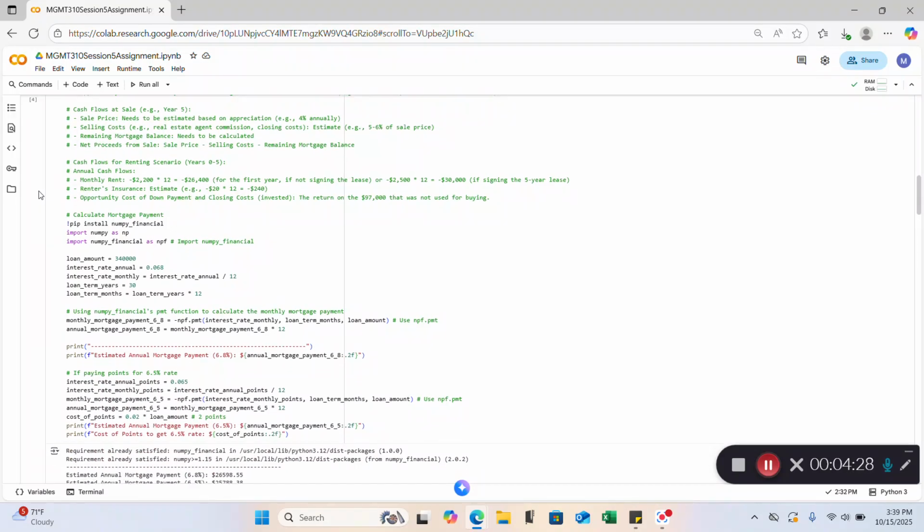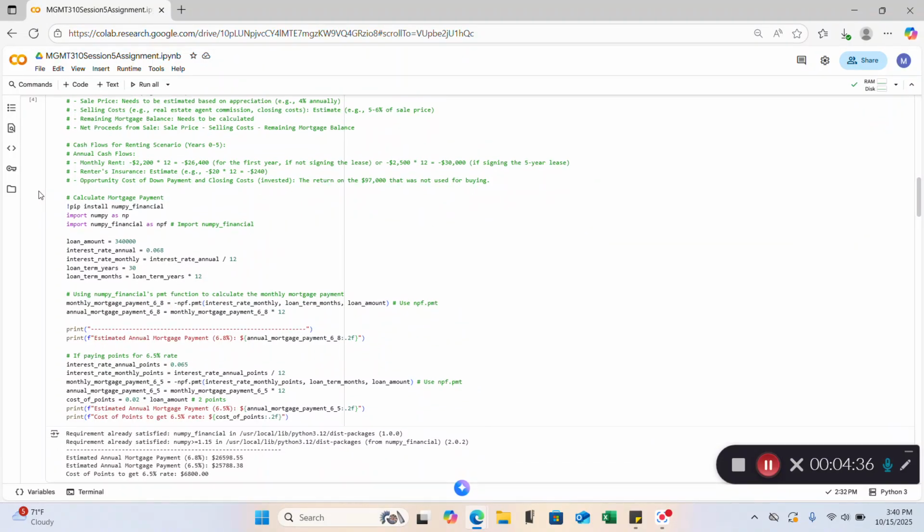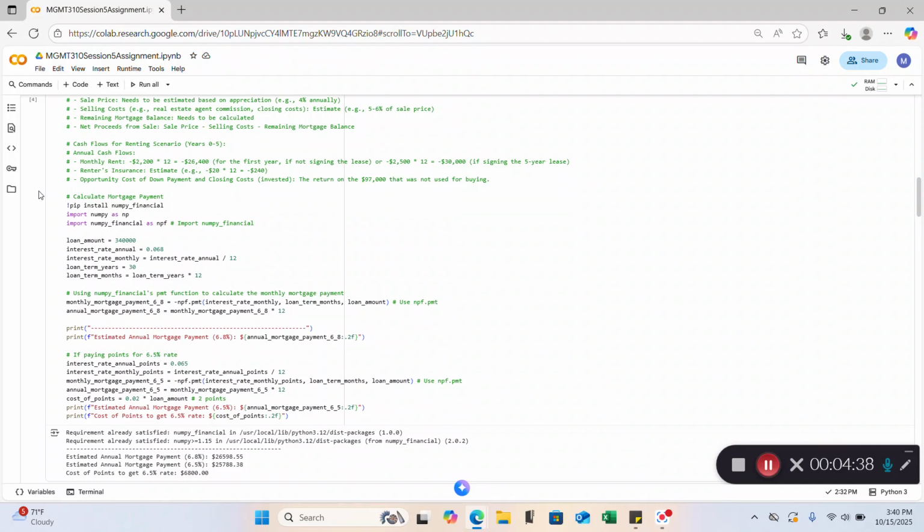So first of all, we move on to the cash flows at sale, being year 5. The sale price would need to be estimated based on that appreciation. Our selling costs would be estimated as well.